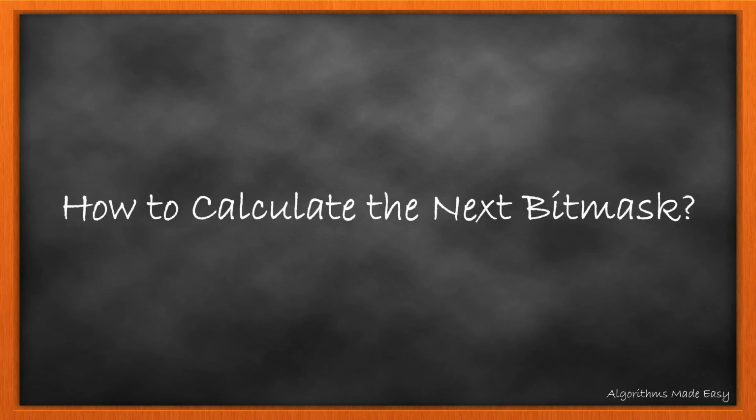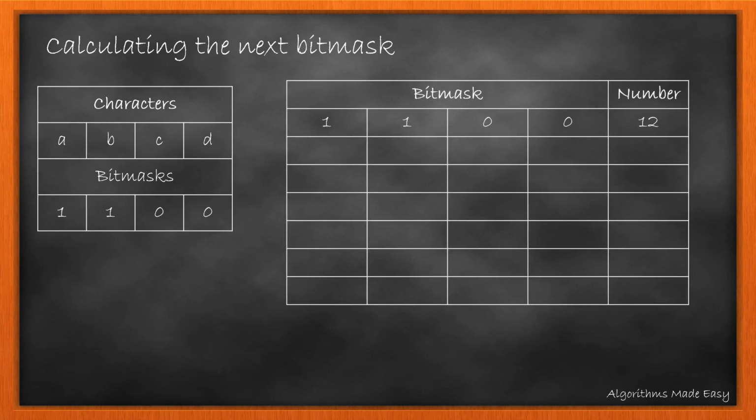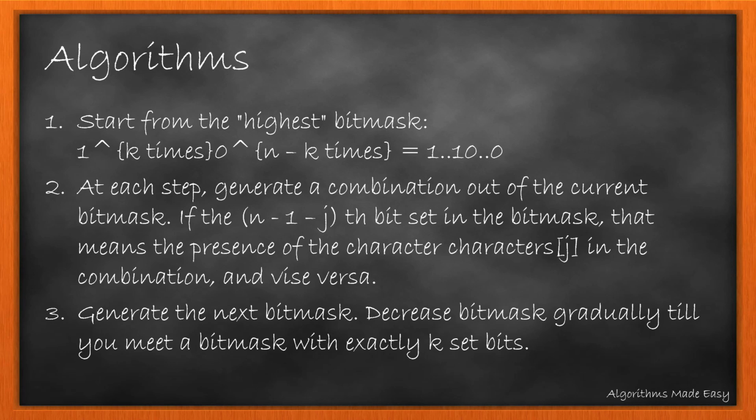Now the question is how to calculate the next bit mask. In order to calculate the next bit mask, we'll find the number corresponding to our current bit mask. Now we decrement this number and look for the binary value which has exactly k set bits. We see 10 has 2 set bits, so this becomes our next bit mask. Summarizing the steps, we'll start with the highest bit mask, which is the first k bits set and the next n minus k bits not set. We then compute the combination from the bit mask in the next method and finally find the next bit mask by decrementing the current bit mask gradually till it has exactly k bits.